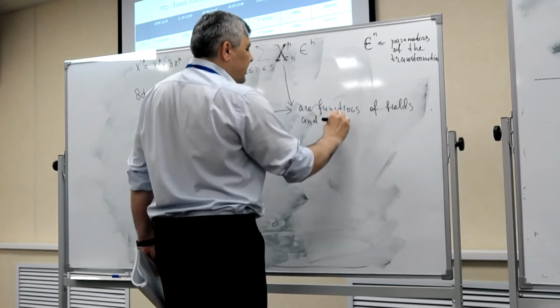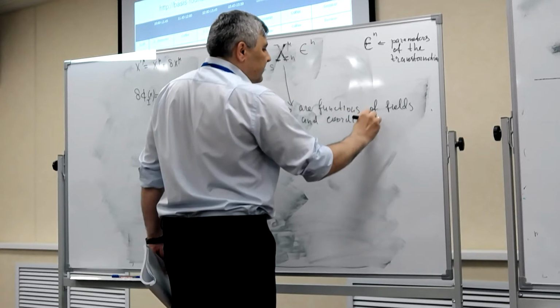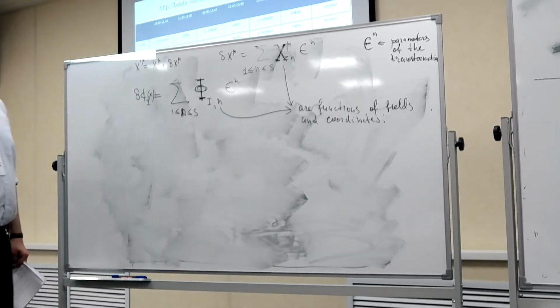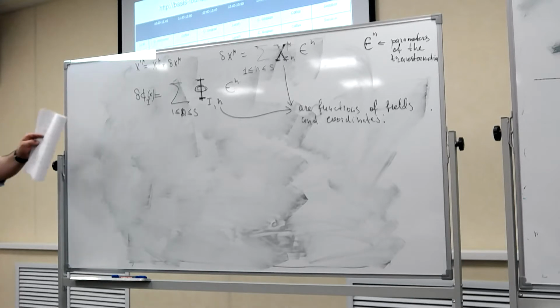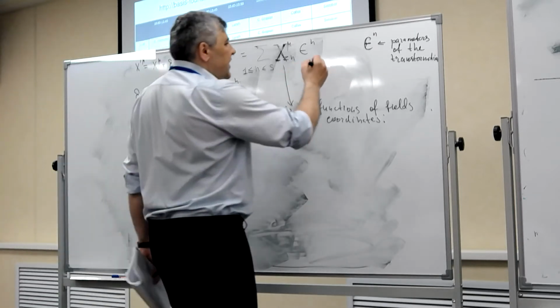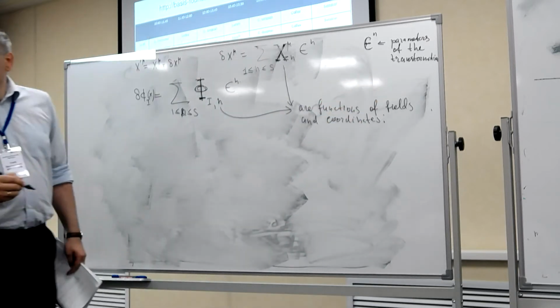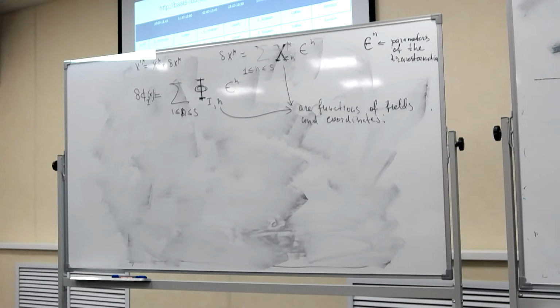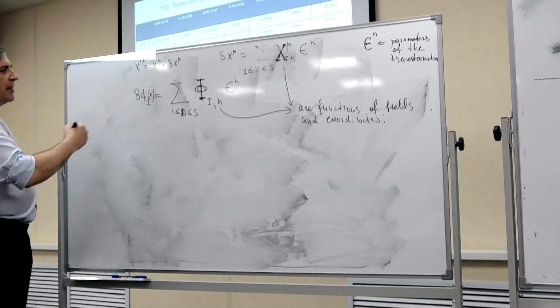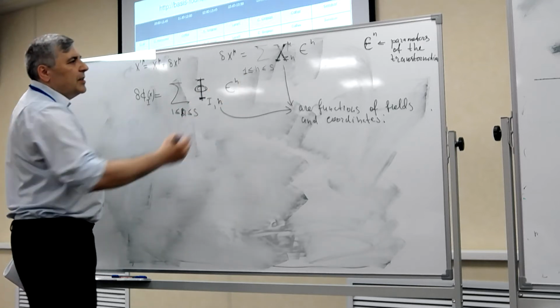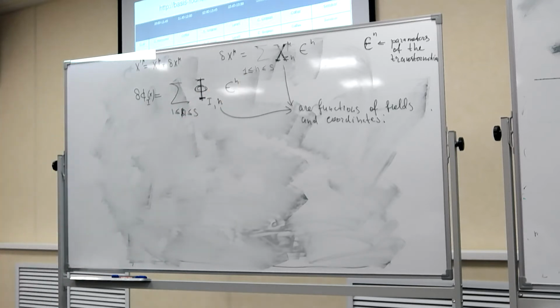These are definite functions of fields and coordinates. And the parameters epsilon n are constants, in the sense that they do not depend on the space-time point. So just arbitrary constants. And you see from these expressions that the transformations delta x mu and delta phi continuously depend on these s parameters epsilon.